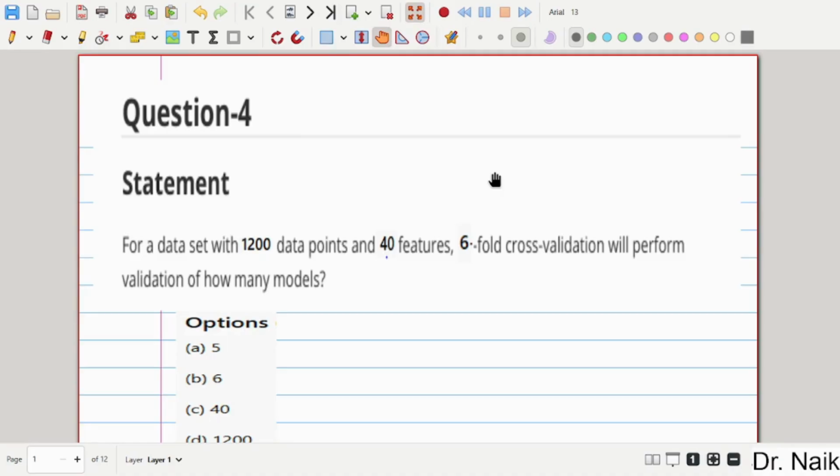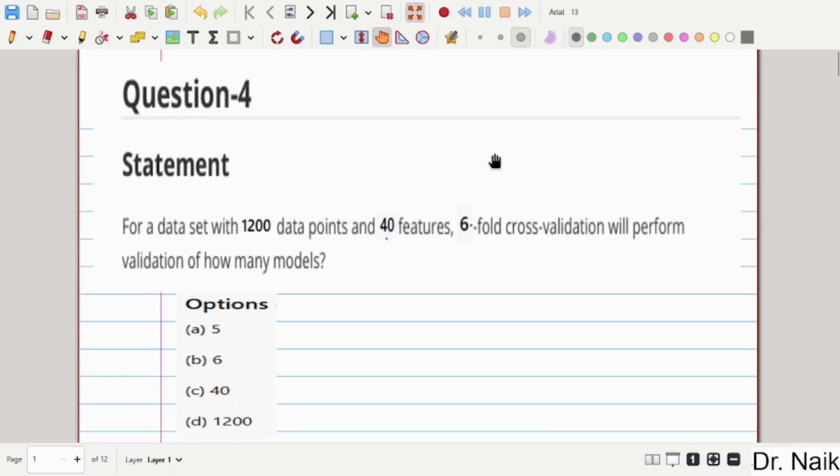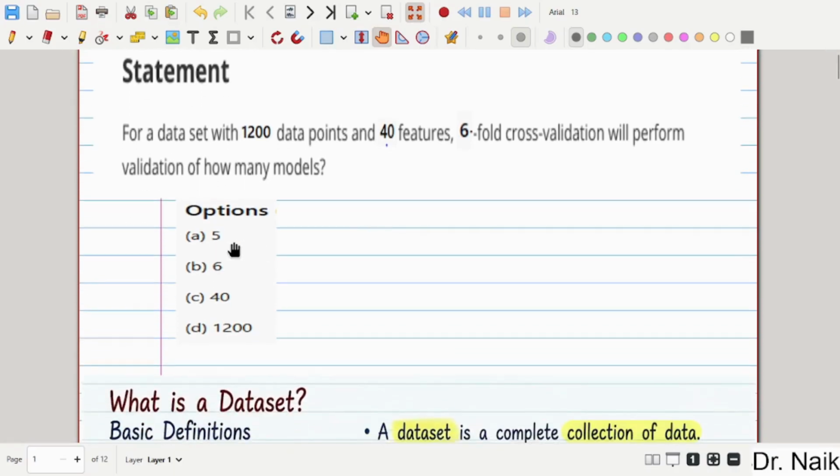Today we will solve a problem based on the k-fold cross validation. Let's see the question. For a data set with 1200 data points and 40 features, 6-fold cross validation will perform validation of how many models? Options are A 5 models, B 6 models, C 40 models, D 1200 models.